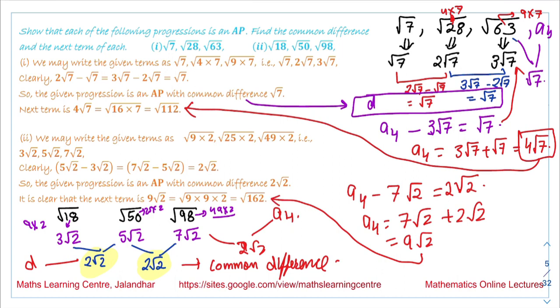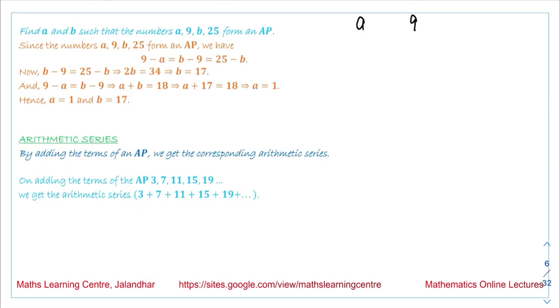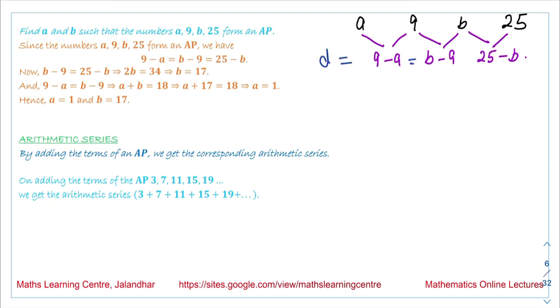Next is: find A and B such that the numbers A, 9, B and 25 are in AP. If these numbers are in AP, their common difference is 9 minus A, B minus 9, and 25 minus B. It is given that these are in AP, so the common difference D is equal for all of these, and all these values should be equal.